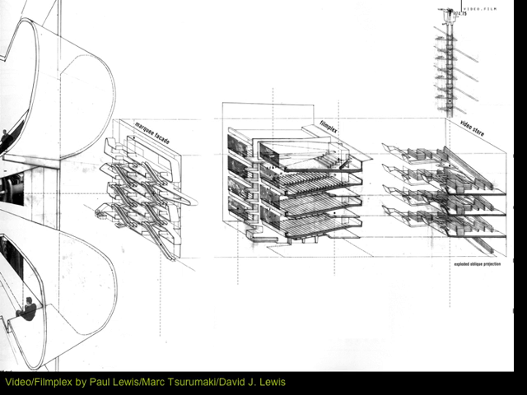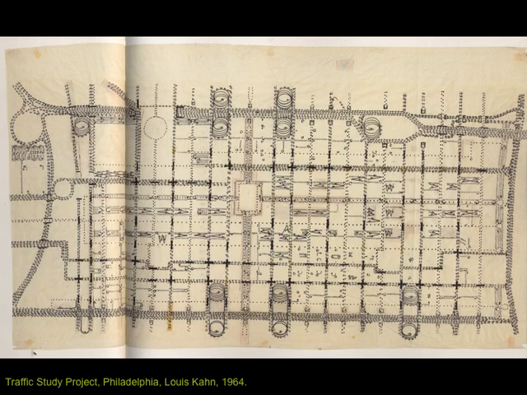We also have data mapping. And data mapping is something where you actually collect information and try to find a way to represent it. So here is the traffic study project by Louis Kahn in Philadelphia. And you can see very simply, the more arrows, the more traffic, the more lanes are represented by the number of lines, and very visually and quickly be able to process that information.